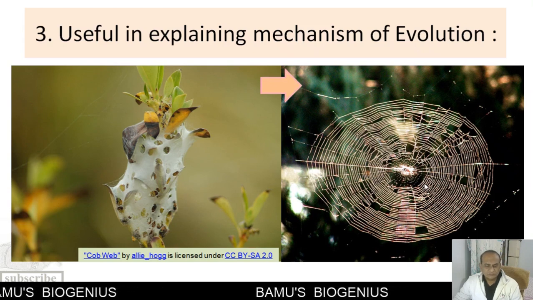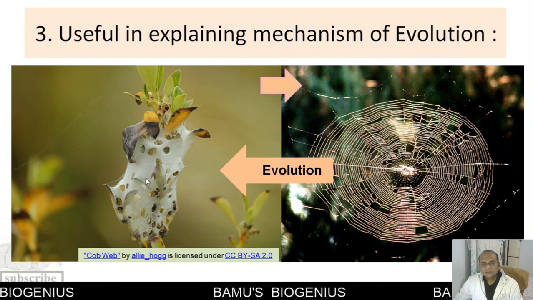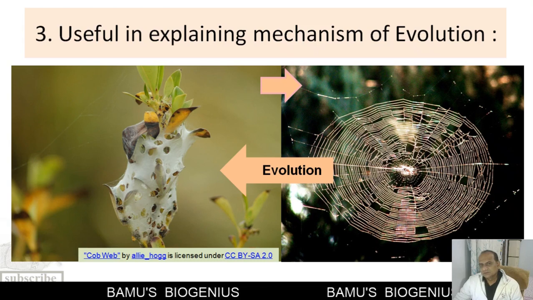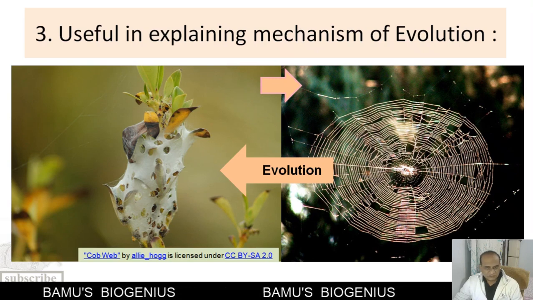But now, with the help of cladistics, it is clear that the cobweb building behavior is considered more recent as compared to the orb web weaving behavior. So this is how, for explaining the mechanism of evolution, cladistics is also important.